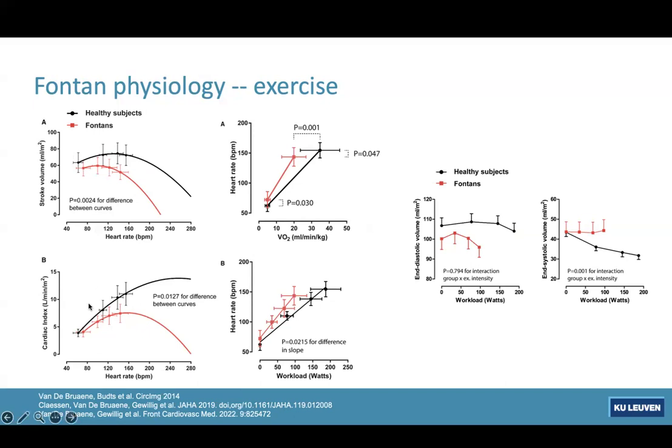You can see that at rest, your cardiac index is actually very similar between controls and Fontan patients, but as they exercise, you see that those curves are not the same, and that your stroke volume doesn't increase, and he actually starts to drop earlier than you would expect in a normal circulation. The heart rate doesn't increase as much. However, if you look at the heart rate relative to the increase in oxygen consumption or workload, the slope is actually a bit steeper.